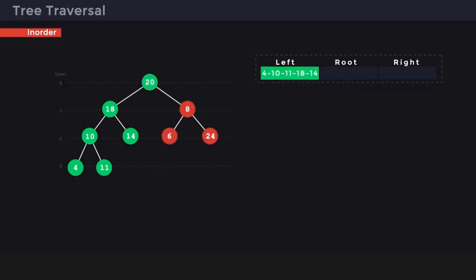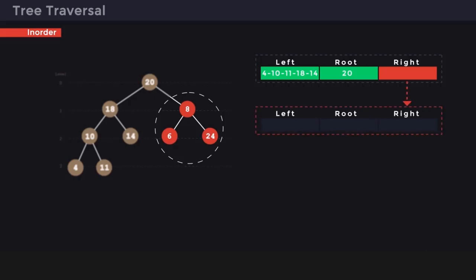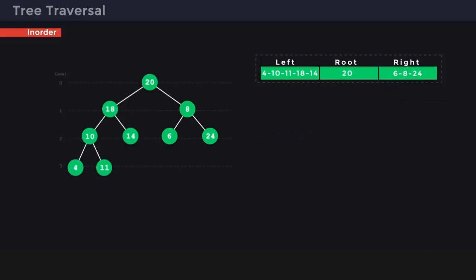Now put 20 as the root node into the root list and traverse the right subtree. As is observed, we have a subtree on the right side, so put the node with the value of 6 into the left list and 8 into the root list and 24 into the right list. And put all these elements together into the right list of the previous step. Now we are done with in-order traversal. This was all about all necessary steps to do. Always note that we must traverse left node, then root node, then right node.